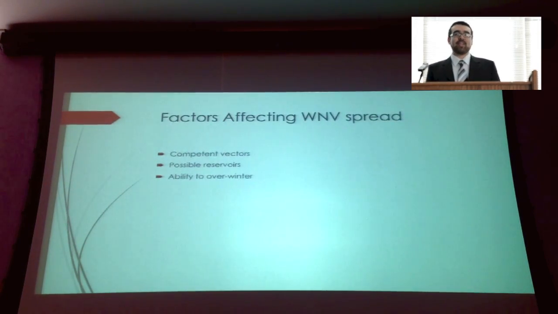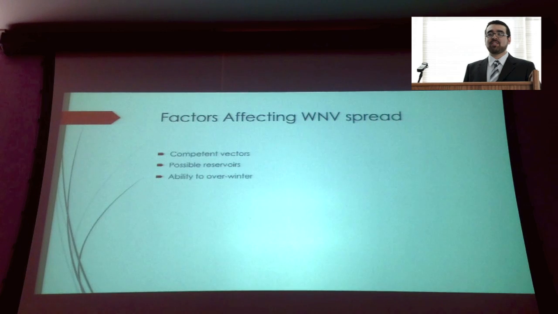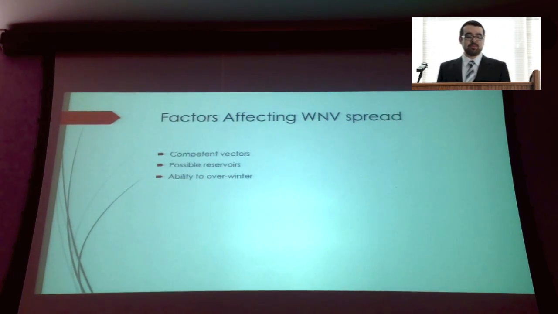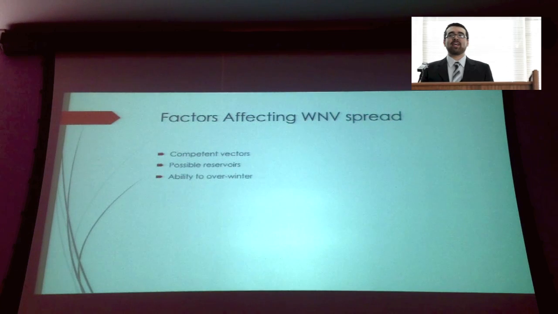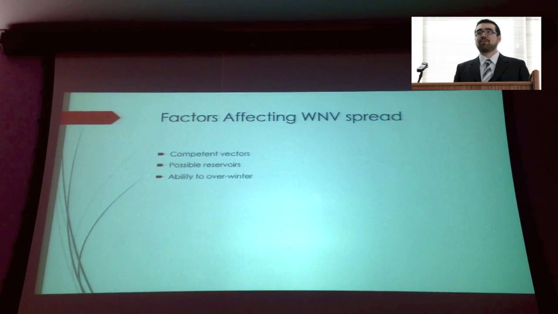Some of the factors that affect West Nile virus spread are competent vectors. The vector for West Nile virus is predominantly Culex species mosquitoes, which choose to lay their eggs in pools of stagnant water. So not running water, not swimming pools that are well maintained, just pools of stagnant water that could be around the house in tires or in bird baths that are not frequently tended to, and that sort of pool of stagnant water around the house.